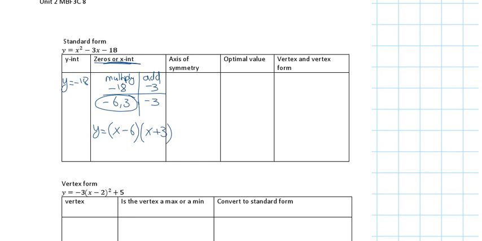So it's asking me for my zeros. Did I find the zeros yet, or do I have to now say what the zeros are? So now you would. What are my zeros? It's going to be plus 6 and minus 3. So I factored and found the zeros.